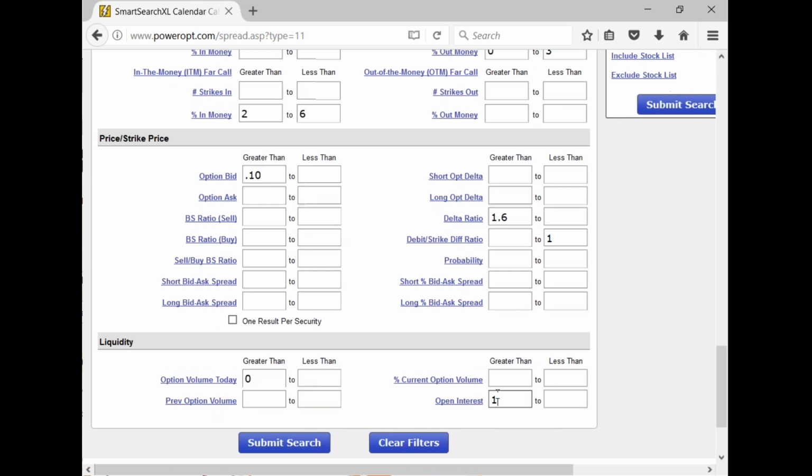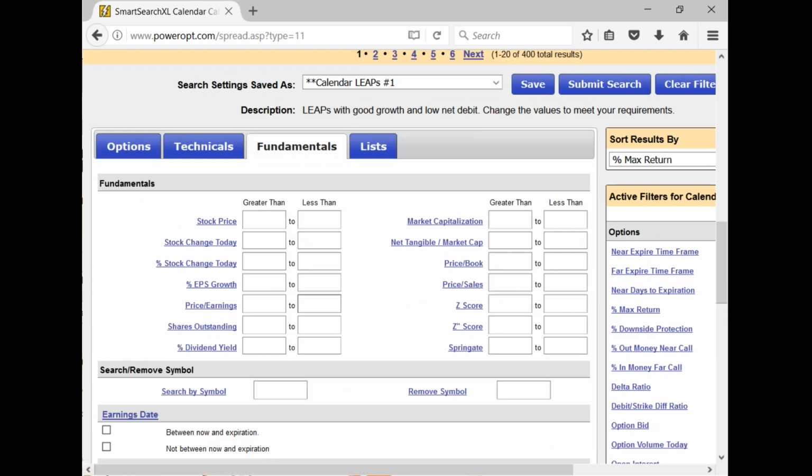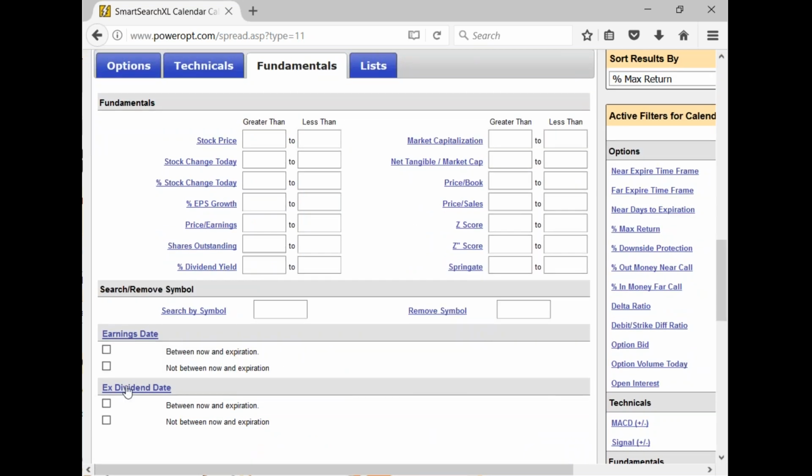Now, the trickier part, of course, is let's go into fundamentals, and here you might set other things you'd want to see. You might want stocks that maybe show a good earnings, but you're going to want an ex-dividend date sort of between now and expiration. What I don't have a way for you to do is select it for both. All right, this one I think is just looking at the short option. So let's go not between now and expiration.